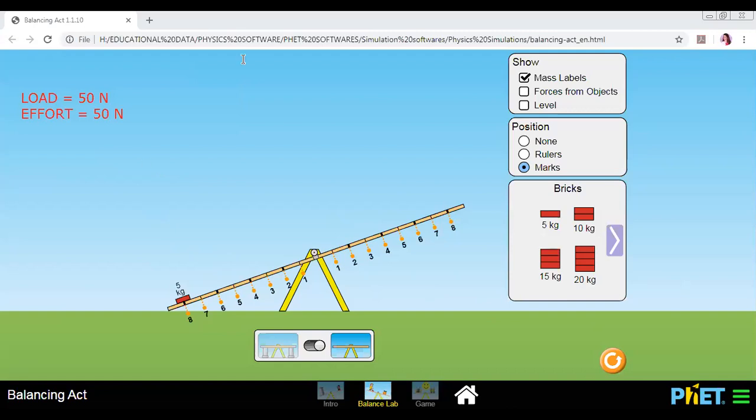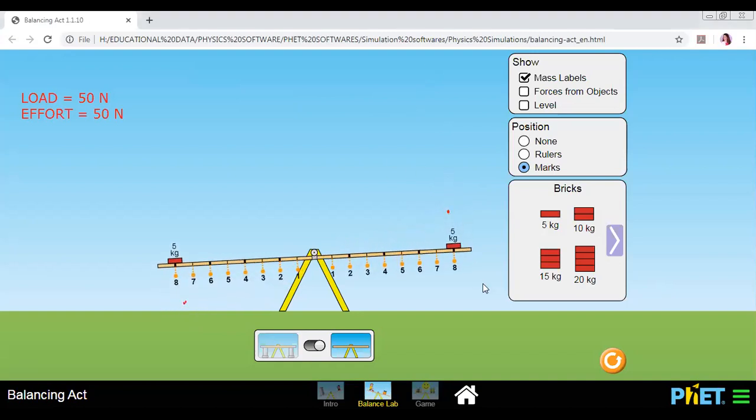Okay, now let me mark the initial position of load and effort. So this is my load. This is the initial position of the load at the base of the 50. Here I am marking it. Okay, this is the initial position, and I'm going to keep the effort at 8 again. So this is the initial position of the effort as well. So I mark the initial position. Now I will place this 50 Newton load at 8 and see what happens.